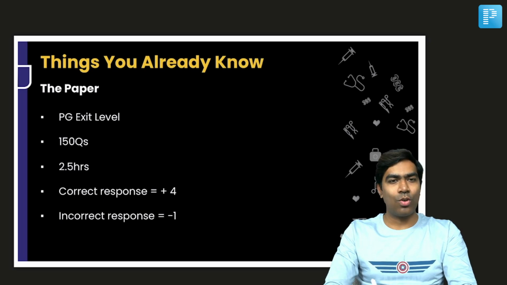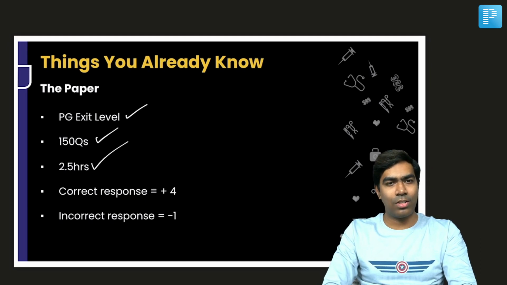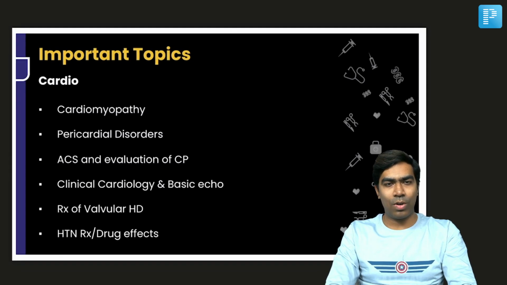And these are things that you already know. The paper is going to be at a PG exit level. You're going to have 150 questions, 2.5 hours. So you're going to have 1 minute per question approximately. A correct response is going to carry +4. An incorrect response, a negative of 1. If you don't mark it, you're going to get a score of 0 for that. And what are the most important topics? Let's come back to that.